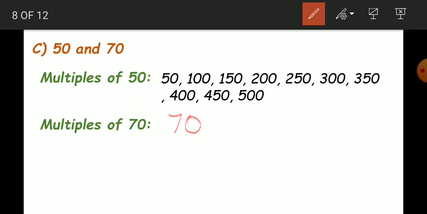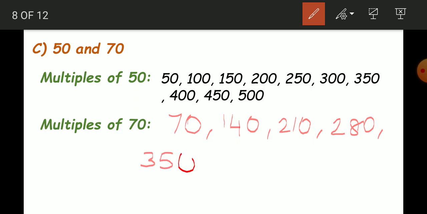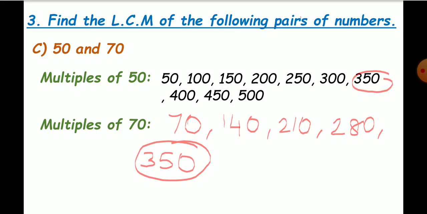So 70, 140, next 210, next 280, next 350. So 350 is the least common multiple.